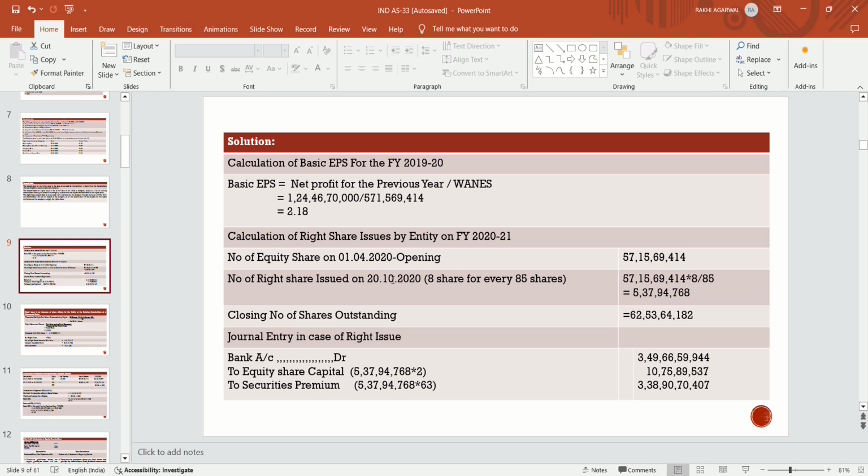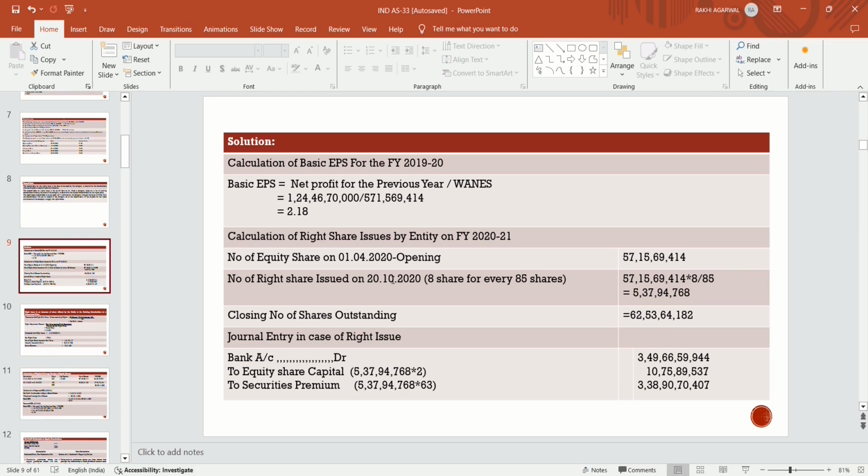So the rights issue becomes 5 crores 37 lakhs 94,768. So the closing number of shares outstanding during the financial year 2021 becomes: opening shares are 57 crores 15 lakhs 69,414 plus the number of shares issued as rights shares, 5 crores 37 lakhs 94,768. So the closing number of shares outstanding becomes 62 crores 53 lakhs 64,182. These are the total number of shares outstanding during the financial year 2021 after the rights entitlement.